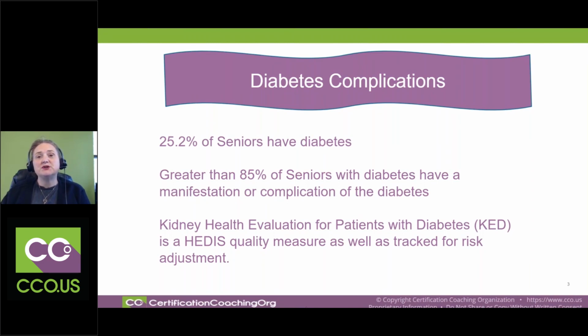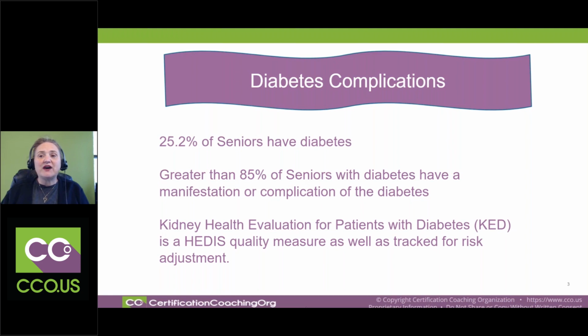It's also important to know that greater than 85% of our seniors with diabetes have manifestations or complications that go along with their diabetes. So not only are they getting older and their bodies and those body systems are aging, but when you have diabetes, that just makes that, I don't want to say the aging process go faster. That's not really the right way to phrase it. It's just that it's another additional strain on those organs and those body systems.